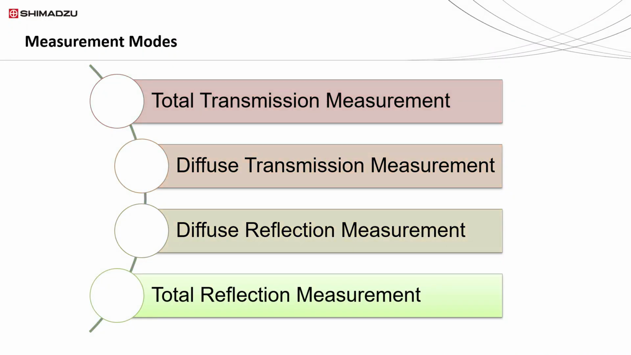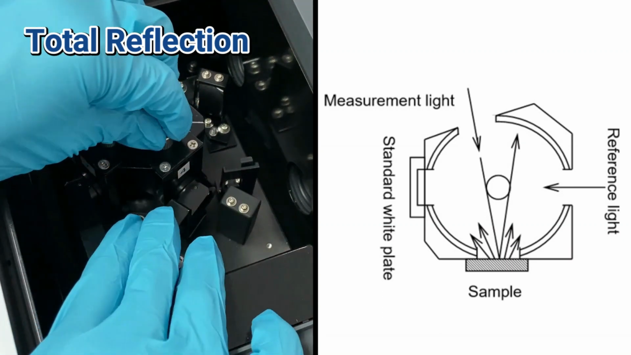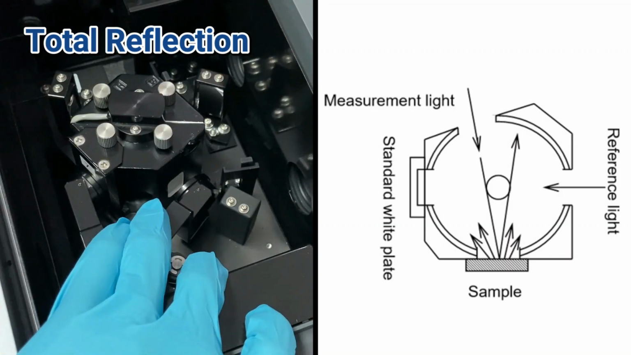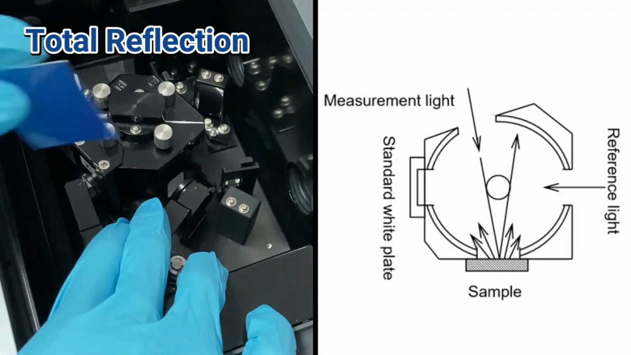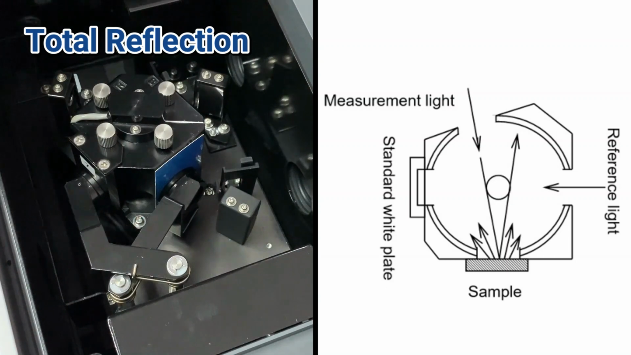Finally, we have the total reflection measurement. After baseline correction, replace the standard white plate at the reference reflectance window with your sample. The incident angle of 8 degrees causes the specular reflected light to bounce around the inner walls of the sphere, ensuring that it is detected.